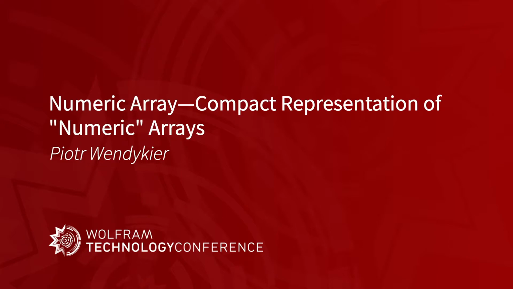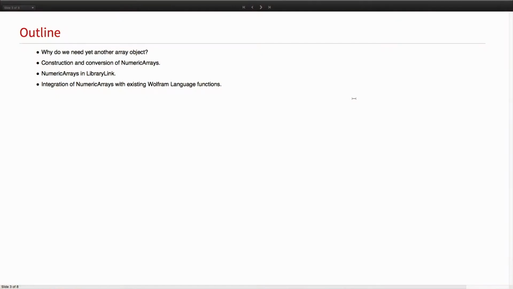My name is Piotr Wendykier. I work for Wolfram Research, and today I will tell you a little bit about a new object that we introduced in version 12, NumericArray, which is a compact representation for numeric arrays. So I will start from a brief explanation. Why do we even need that? What was the motivation behind developing yet another array object?